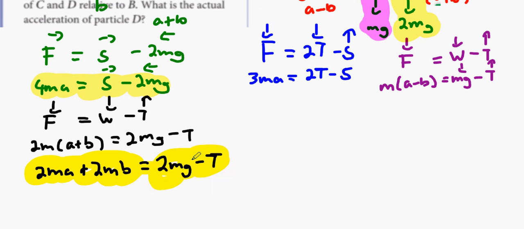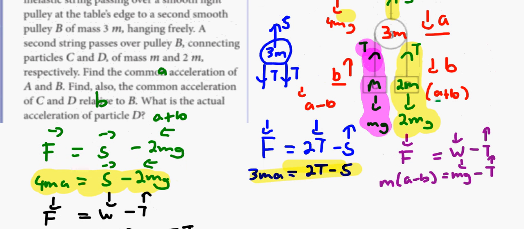Now, I have to modify this one. Remember what I said earlier is that it actually has a 3mg in there as well. You can't neglect the weight of the particle, so that's 3mg going downwards, so it's a plus value.